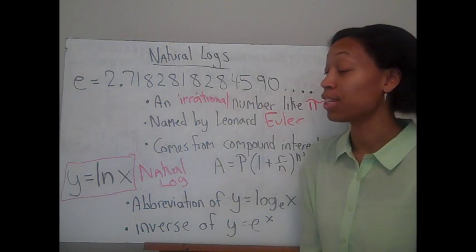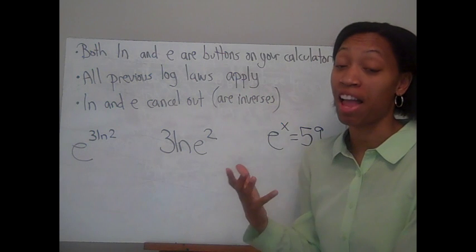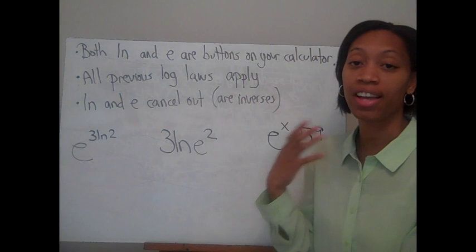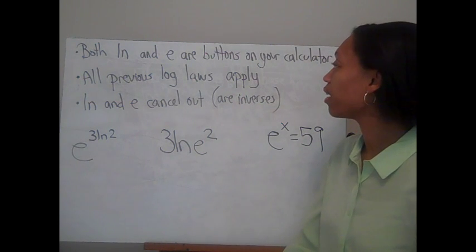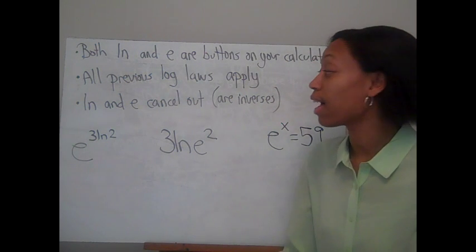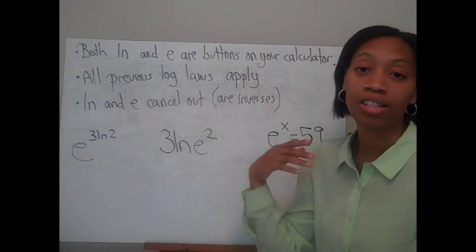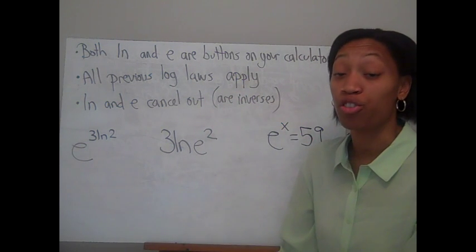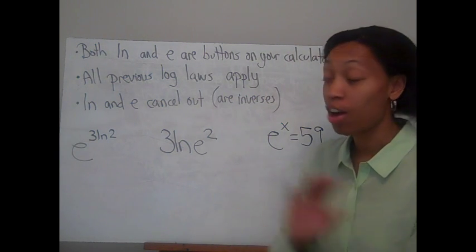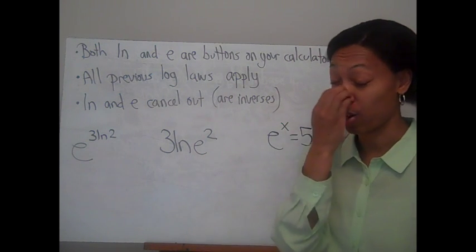Let's look at some of these. Both ln and e are buttons on your calculator, and that's the main thing you're going to be doing on your paper, really: calculating what the natural log and what e to certain values are on your calculator. We'll talk about that in class. All of the previous laws that we've learned about logs apply to natural logs, so you're going to be able to do the exact same things. Just make a note: the natural log and this value e cancel out. They're inverses of each other.